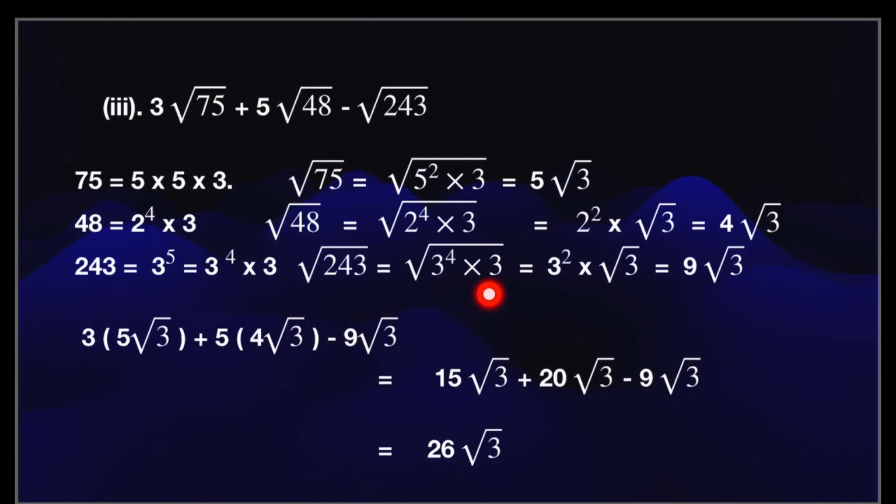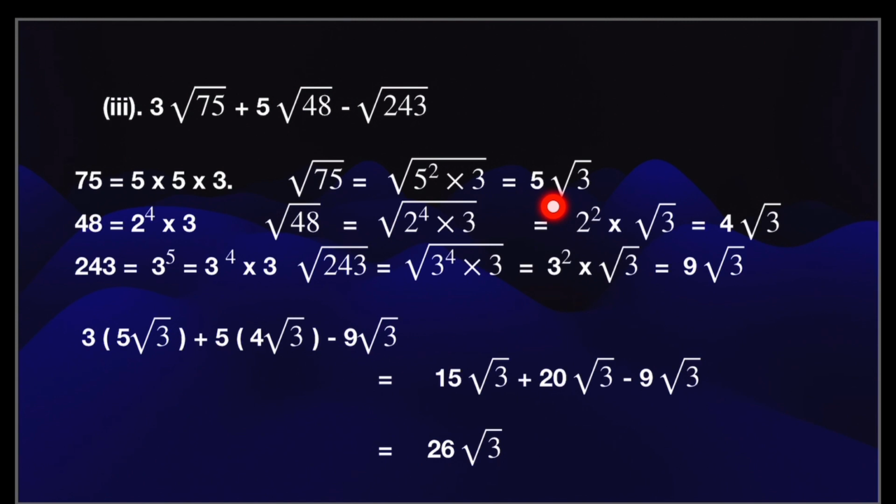Again do the square root. You will get 3 raised to 2 multiplied by square root 3. That becomes 9 square root 3. So in this sum, all these values you have simplified: square root 75, square root 48, square root 243.